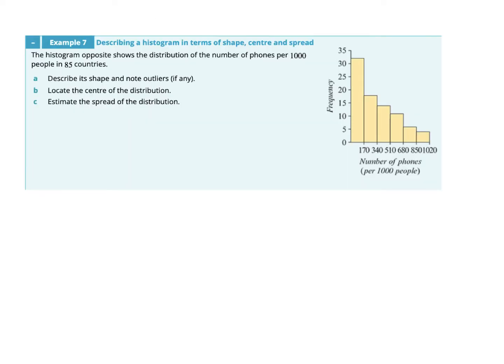So this is that example there, and I'm going to go through it. We can describe the shape and note if there are any outliers. All we have to write here is positive skewed. Okay, that's fine. Now part B, you're trying to find the center. The center, I've told you, is when you quote the median.